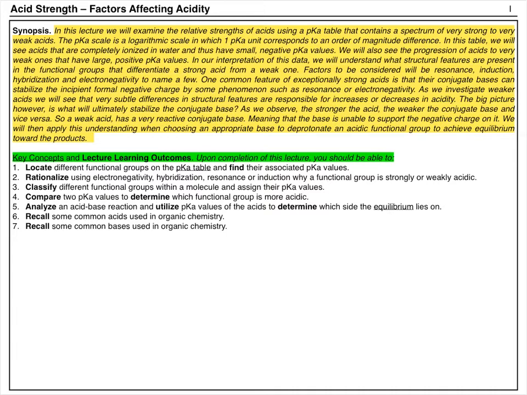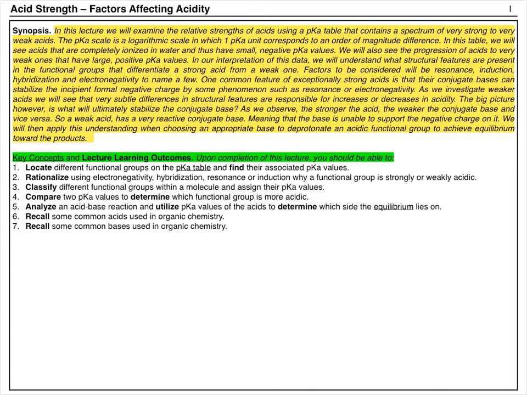compare two pKa values to determine which functional group is more acidic, analyze an acid-base reaction, and utilize pKa values of the acids to determine which side the equilibrium lies on. Recall some common acids used in organic chemistry and recall some common bases in organic chemistry. So basically, we're going to learn how to interpret the pKa table of acids, and then we're going to understand the differences in those functional group acidity, and we're then going to learn what are some common acids and bases we use to carry out reactions.